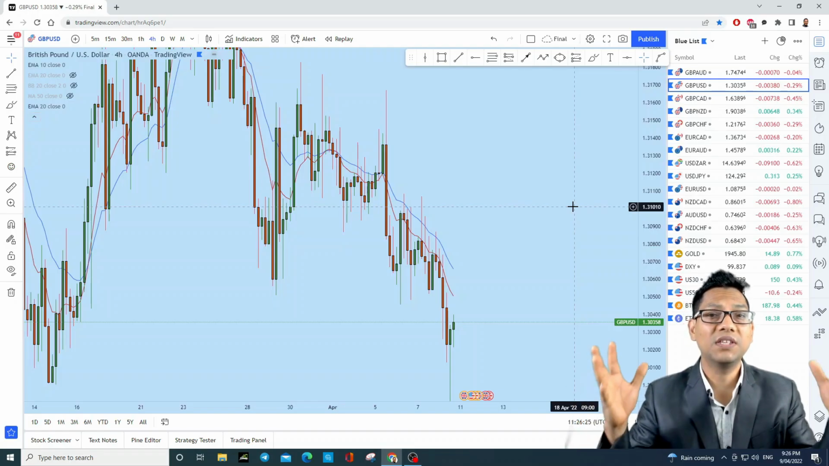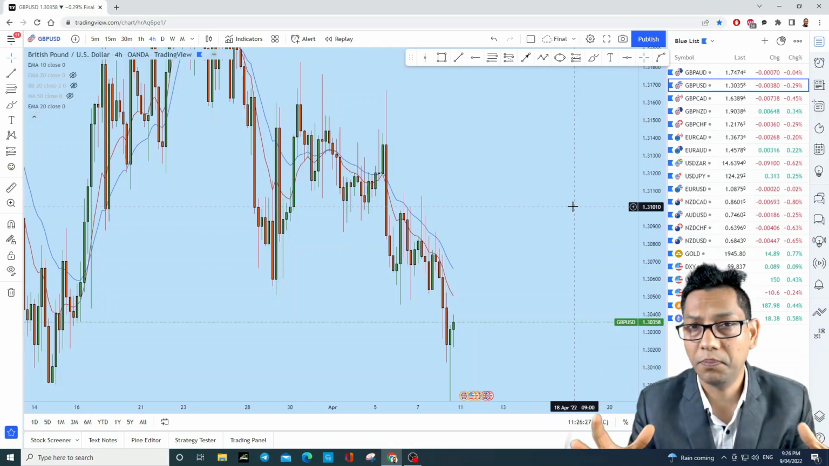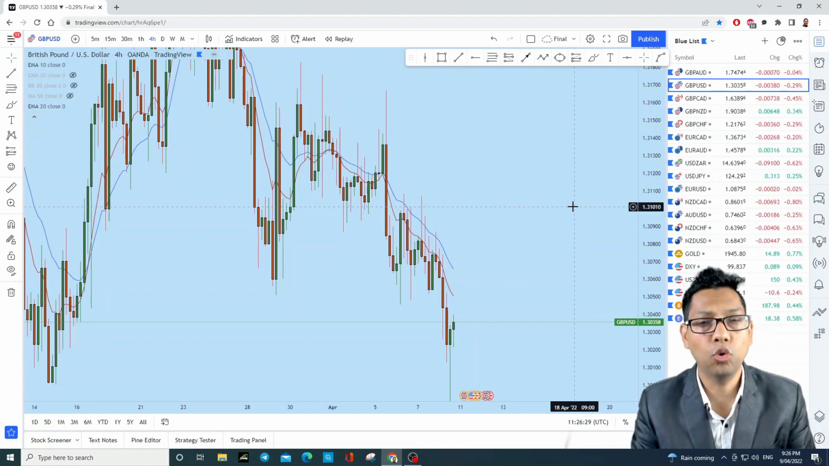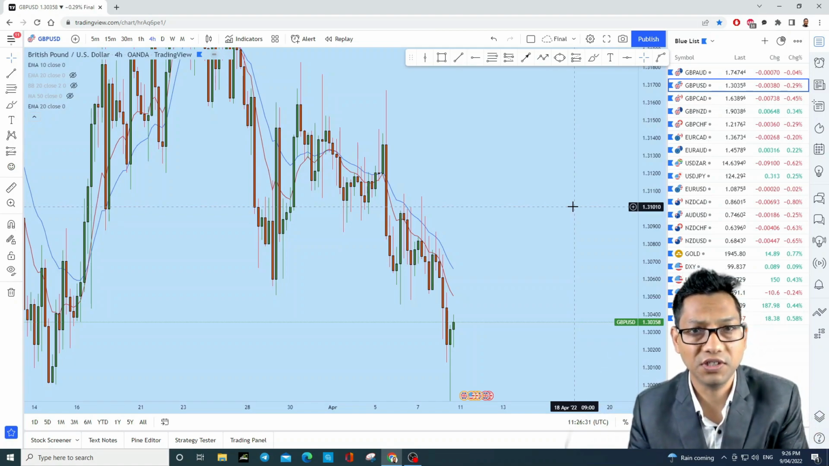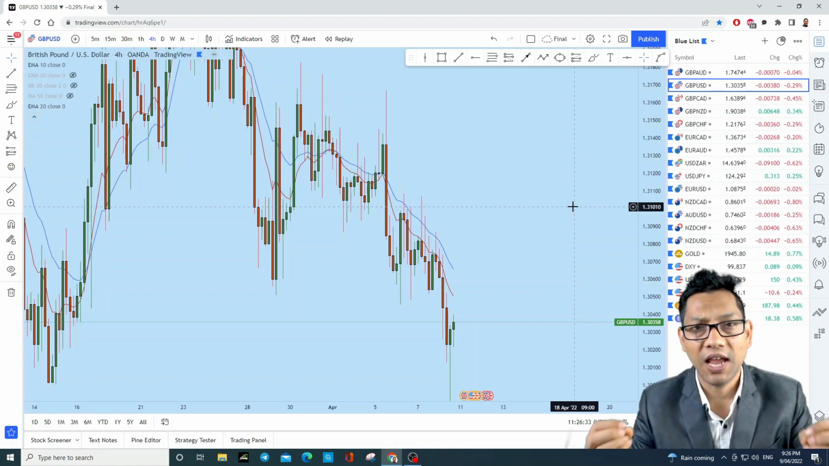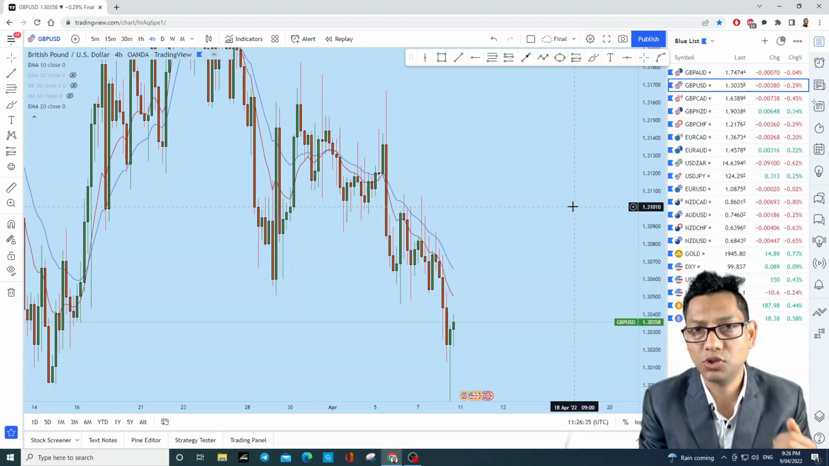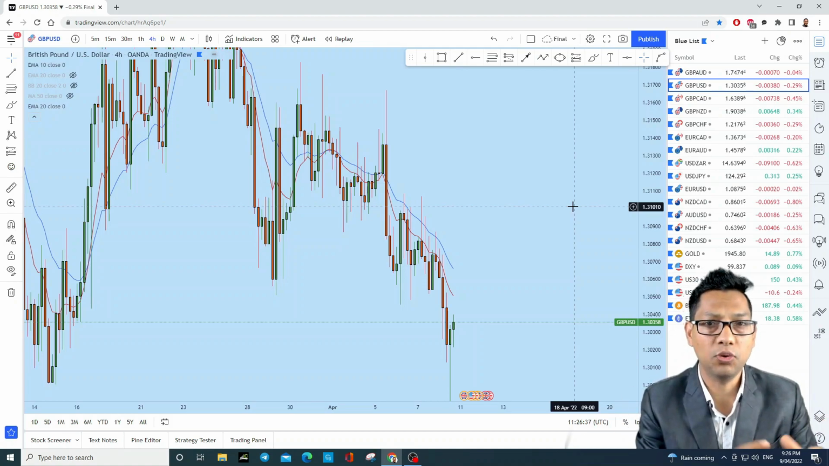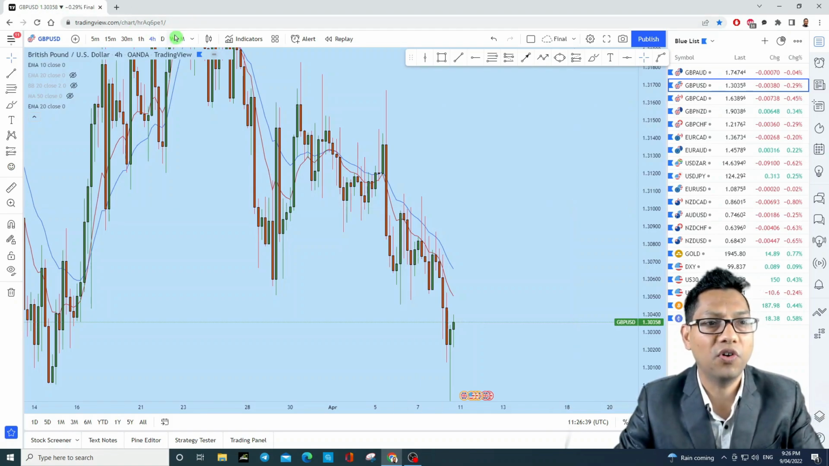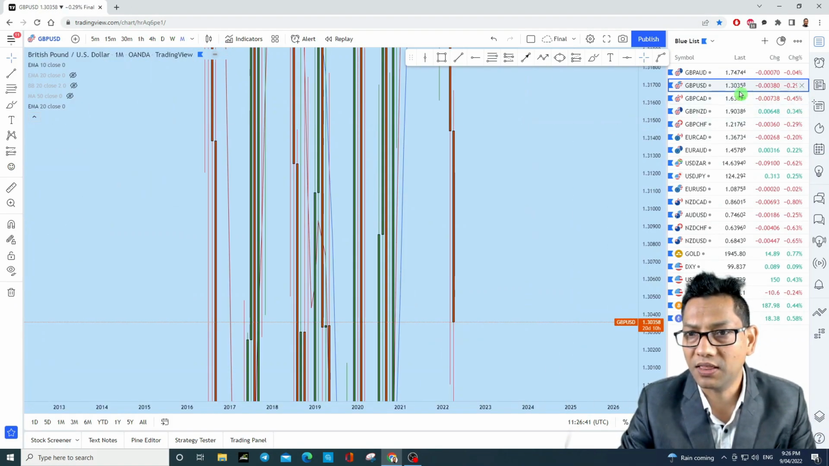Okay guys, so first let's start with British pound US dollar. We will be looking at the higher time frame first to see the bigger picture, and then we will jump onto the lower time frame to see how we can trade during this week. So first of all, let's see the bigger picture, monthly time frame.